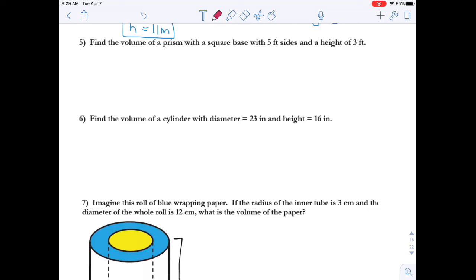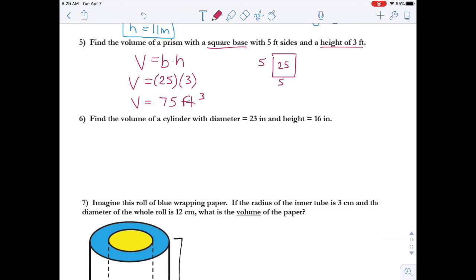Find the volume of a prism with a square base with 5 feet sides and a height of 3 feet. Okay, find the volume. So again, V equals base times height. We're trying to find V. They gave me, it's a square base. Well, if it's square, that means they're all 5. Oh, and that's my area then. 5 times 5 is 25. And then I have a height of 3. So again, sometimes we're going to straight up just tell you that information. Don't miss that. Okay, the volume is equal to 75 feet cubed.